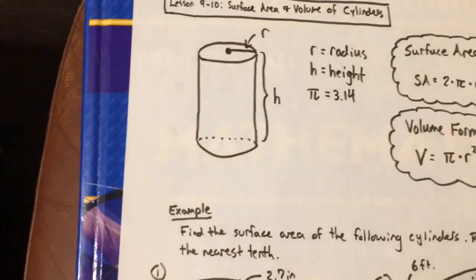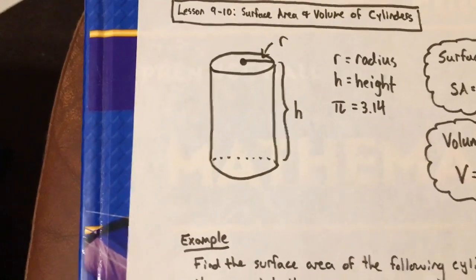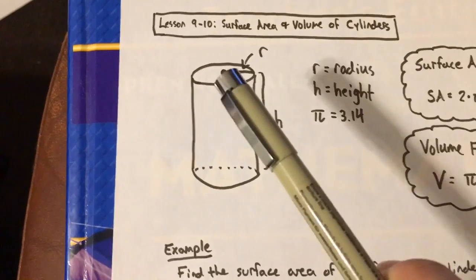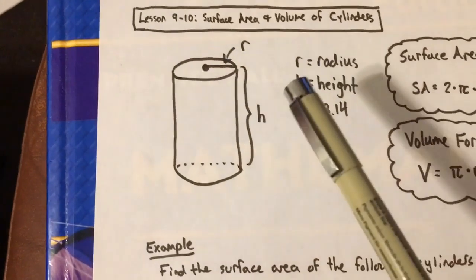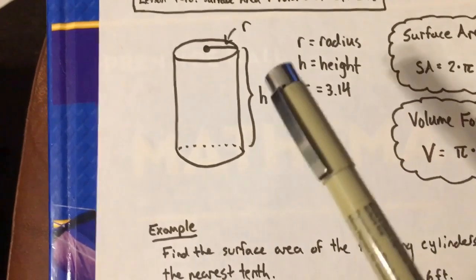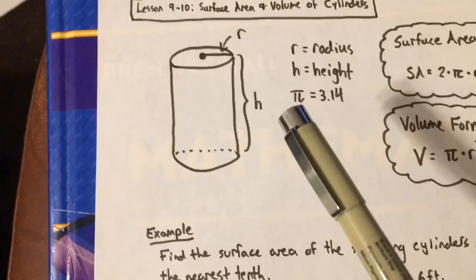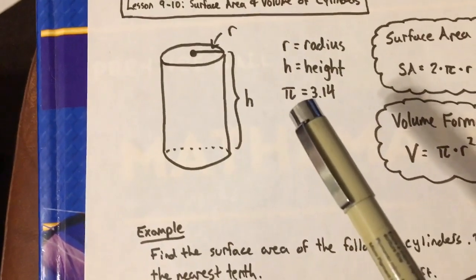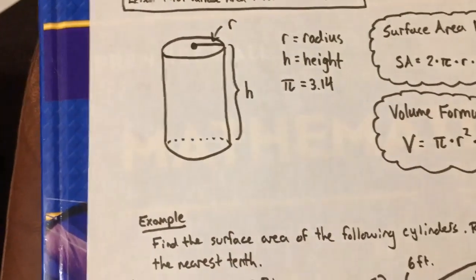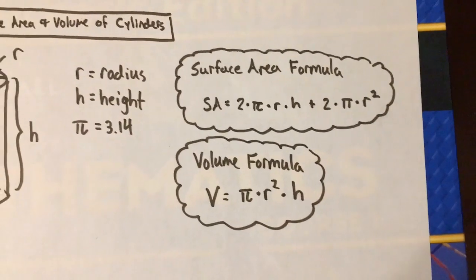First of all, we need to be able to identify all the key measurements of a cylinder. So we need to know what the radius measurement is, indicated by r, and then we need to know what the height measurement is, which is indicated by the variable h. And then, of course, we're going to use the constant value of pi, which we're going to approximate to 3.14. So here are two formulas that we're going to use.